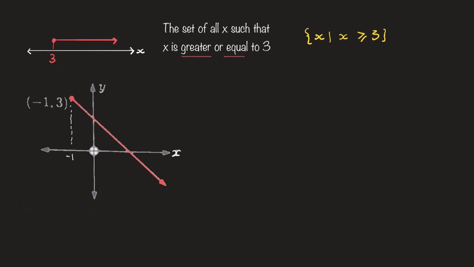So how would we write this in set notation? We'll draw a brace and we'll say that x is such that x is, and this time we'll say greater than or equal to -1, and then we'll finish off with another brace.